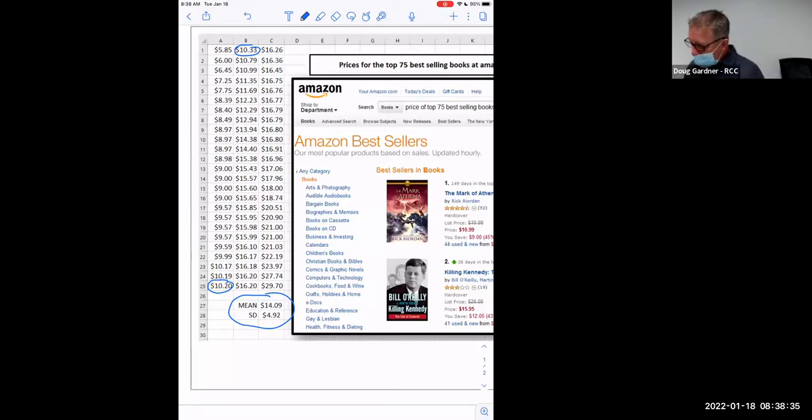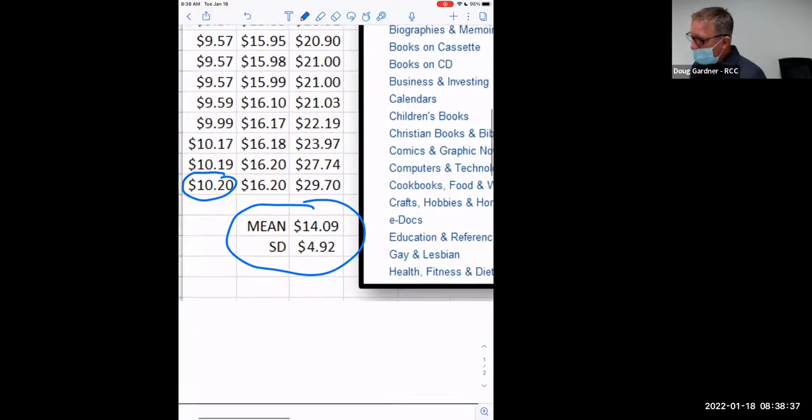But notice I went on and also had Excel, and we did this once, right? We found the standard deviation. Wouldn't that be fun to find the standard deviation by hand with 75 numbers? Wow, I can't even imagine that.